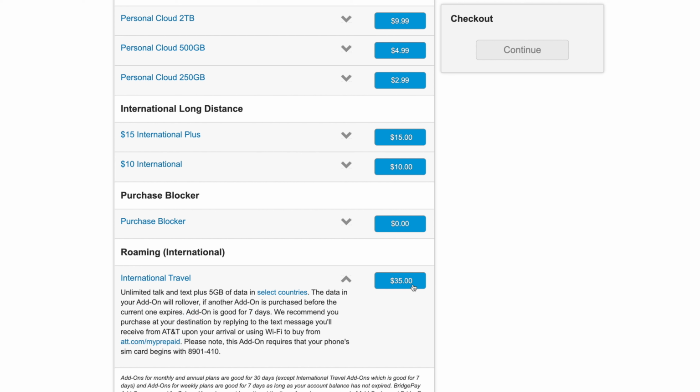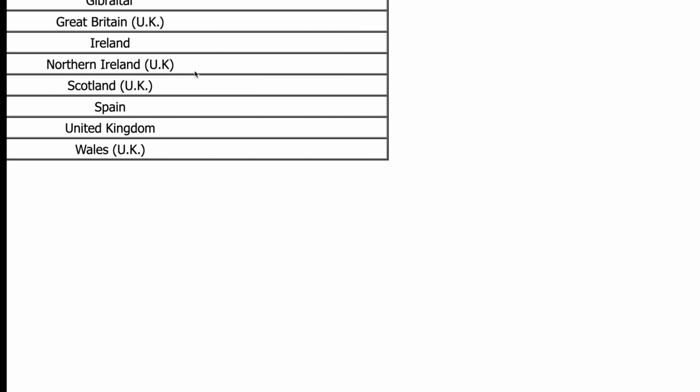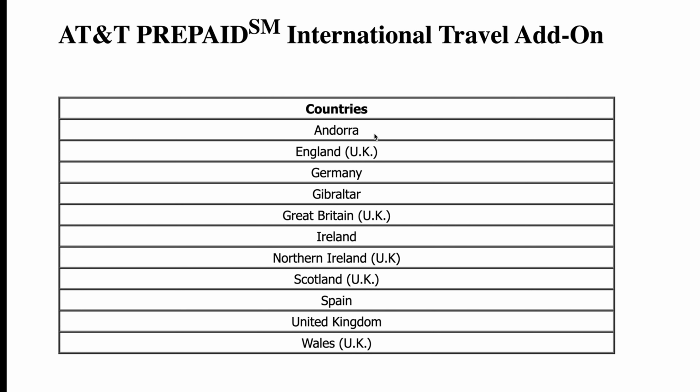I would recommend getting an international eSIM plan from a company like Airalo or even US Mobile if you plan on using your phone when you travel abroad. Oh, here's the full list right here. Countries: Andorra, England, Germany, Gibraltar, Great Britain, Ireland, North Ireland, Scotland, Spain, United Kingdom, and Wales.